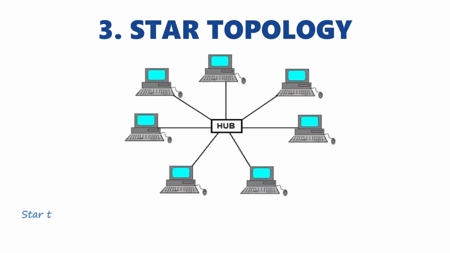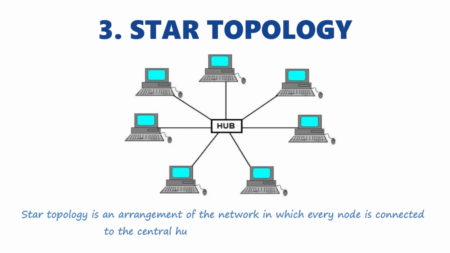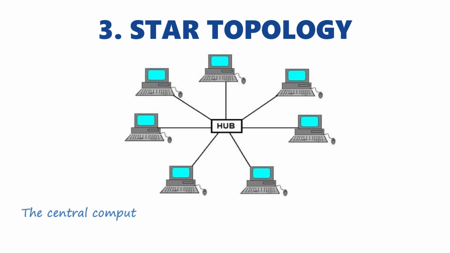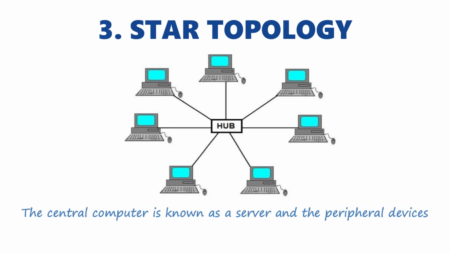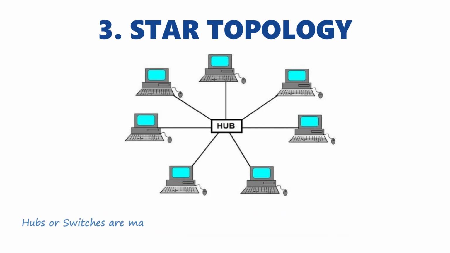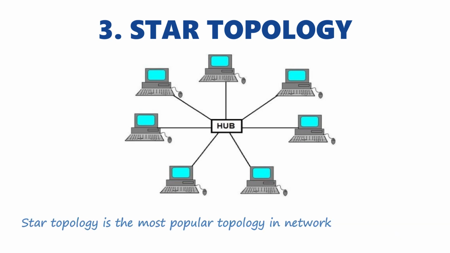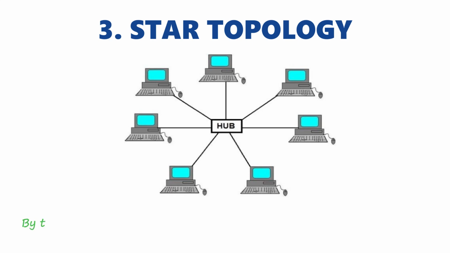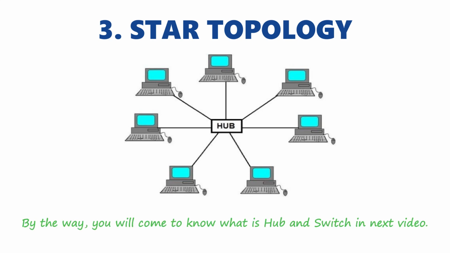Third one is star topology. Star topology is an arrangement of the network in which every node is connected to a central hub, switch or a central computer. The central computer is known as a server, and the peripheral devices attached to the server are known as clients. Hubs or switches are mainly used as connection devices in a physical star topology. Star topology is the most popular topology in network implementation. By the way, you will come to know what a hub and switch are in the next video.